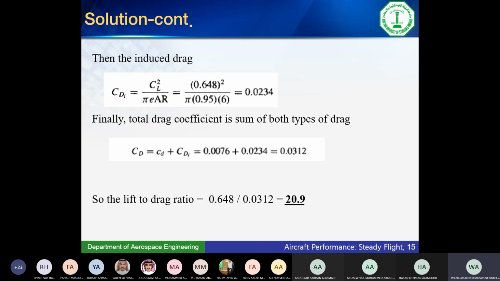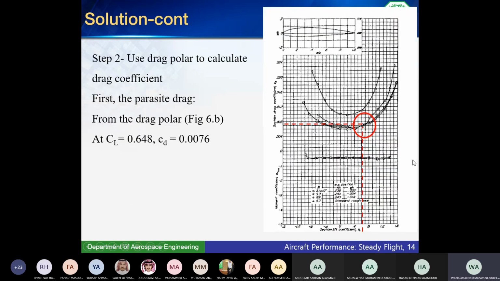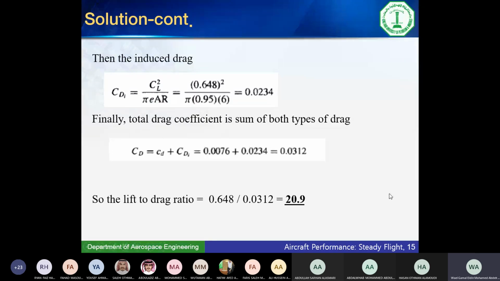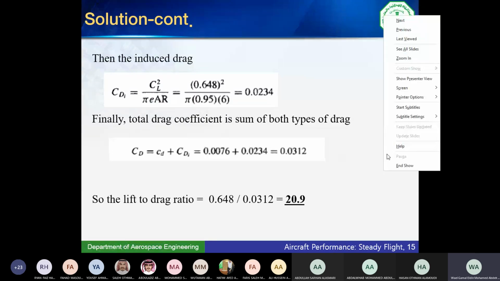Typically, it would be above 15. Below 15, it would be a very low ratio. So 21 is a good ratio. This ratio can be increased if the aspect ratio increases, of course, because it will decrease the induced drag. This ratio can be increased if I have high lift devices because it will increase the CL, the 0.648 that we have here. Okay, so all these are factors that can increase lift to drag ratio.